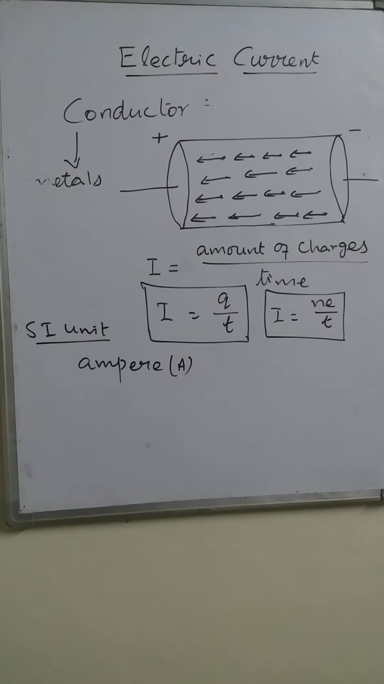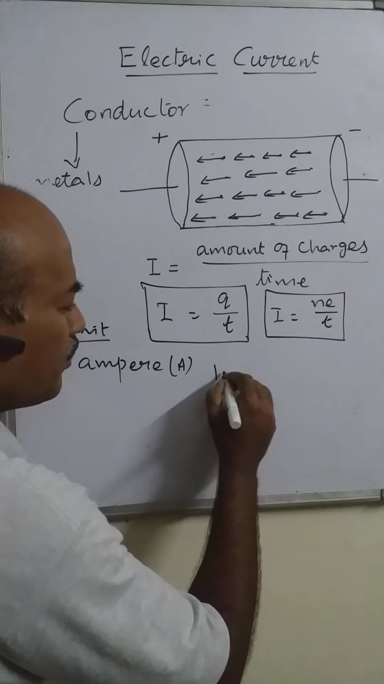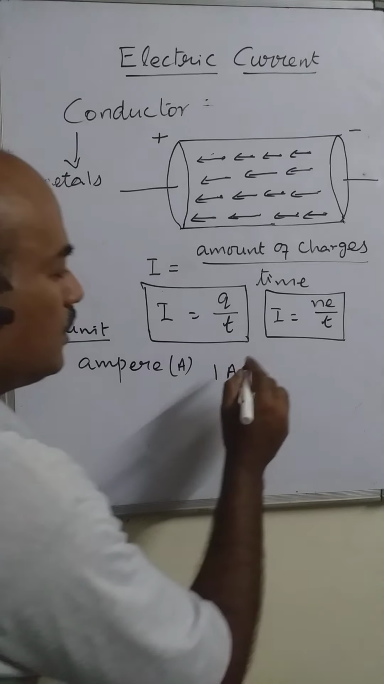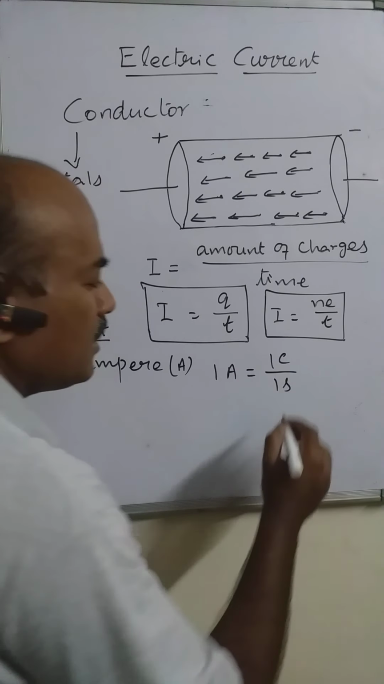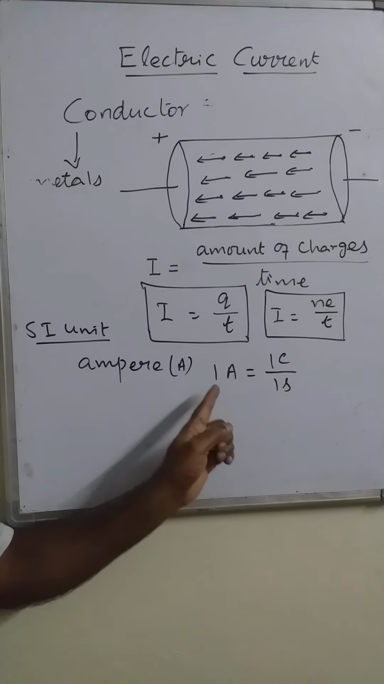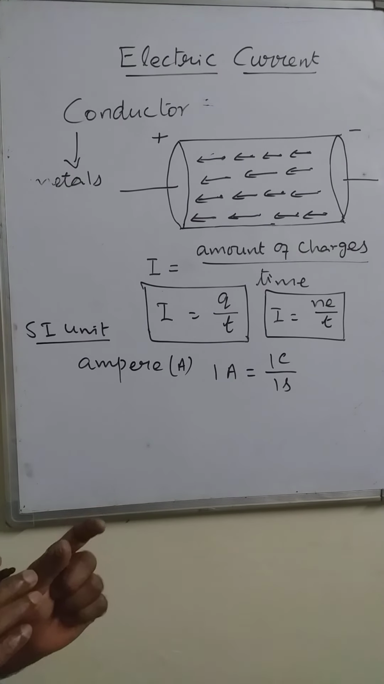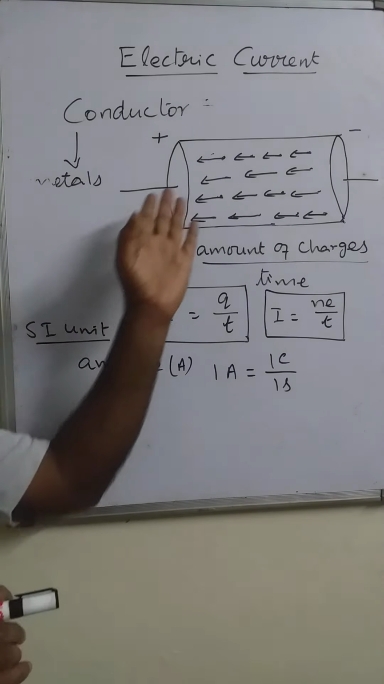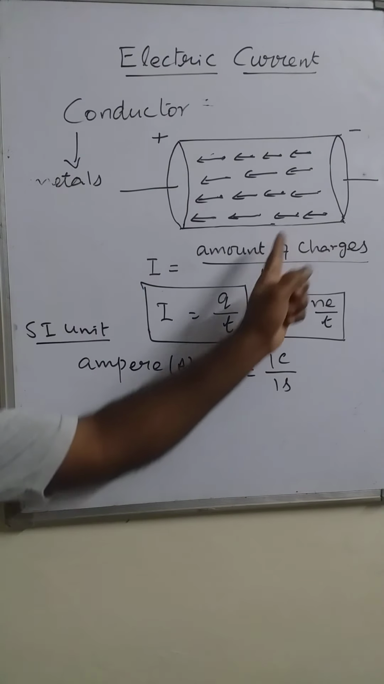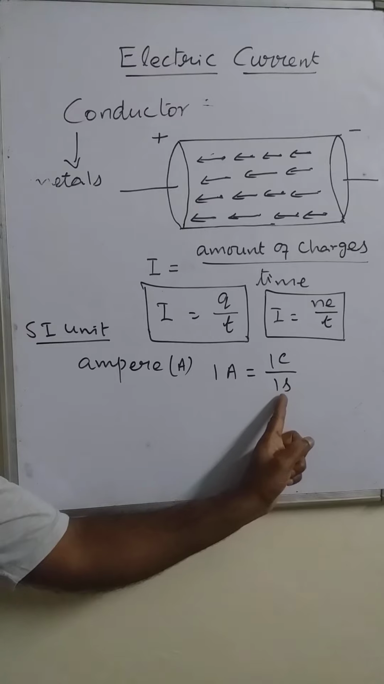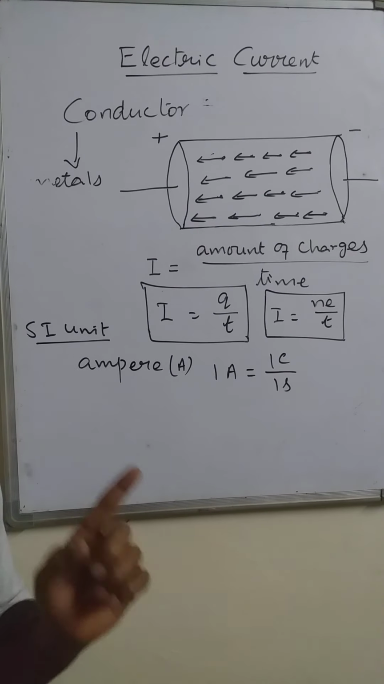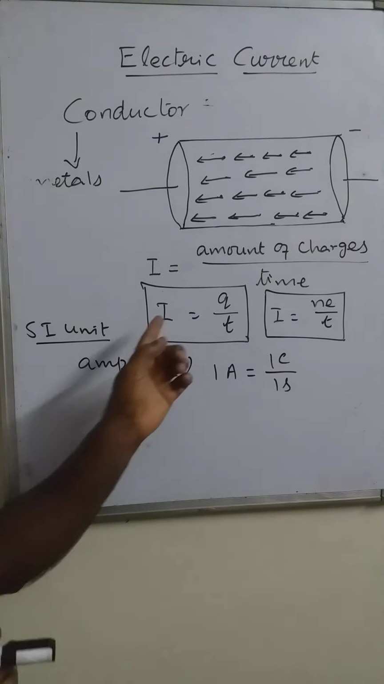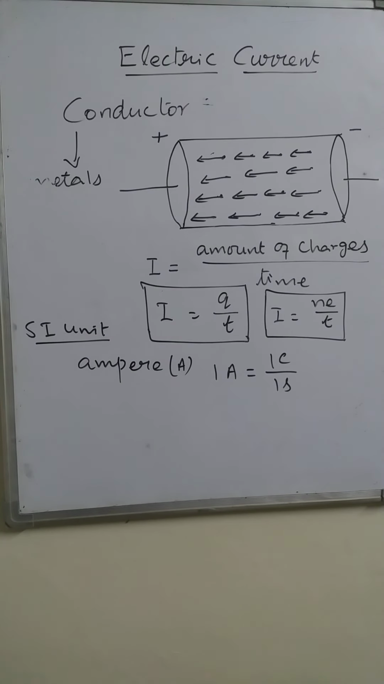So from this we can define 1 ampere also. 1 ampere is equal to, so the SI unit of charge is coulomb, 1 coulomb upon 1 second. So from this relation we can define what 1 ampere current is. When do we say 1 ampere current flows through the conductor? When 1 coulomb of charge flows through a conductor in 1 second, then the current flowing through it is 1 ampere.